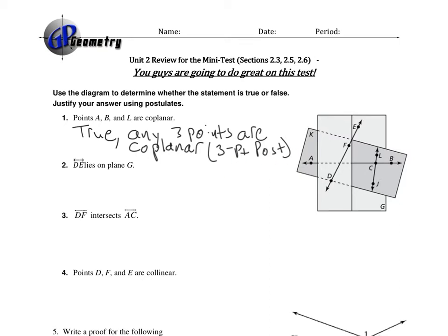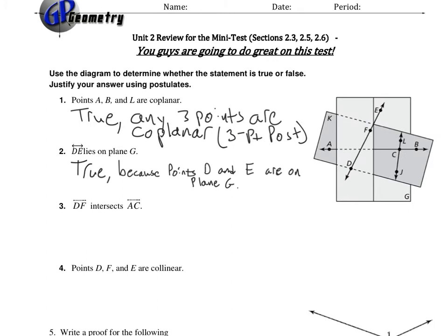So DE lies on plane G. Well, here's plane G. D is on plane G. E is on plane G. So yes, DE is on plane G because the 2 points are. So if 2 points are on the plane, then the whole line's on the plane.